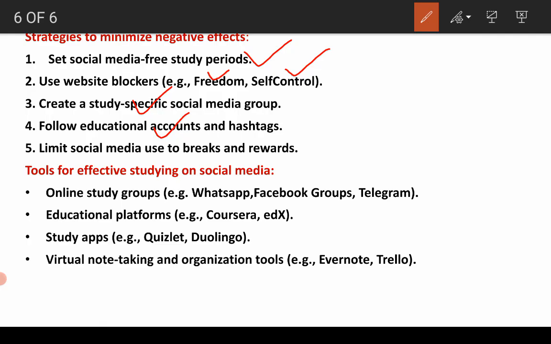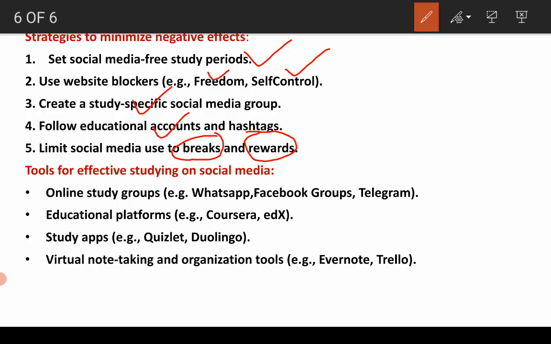And most importantly, you should limit social media use to breaks and rewards, meaning that when you want to go on social media, it will be when you are resting. Only the times when you are resting from studying, that's when you can go on social media. Otherwise, during studies, it is not going to help you. It is going to affect you in a very negative way.